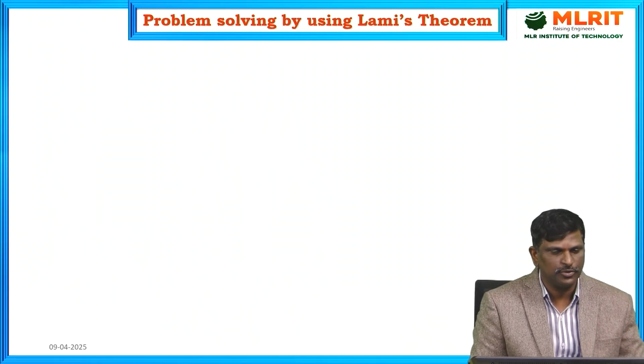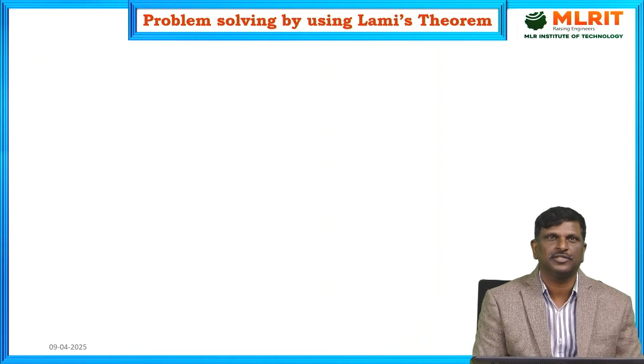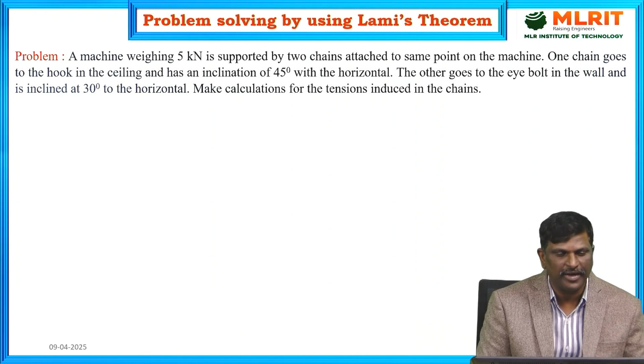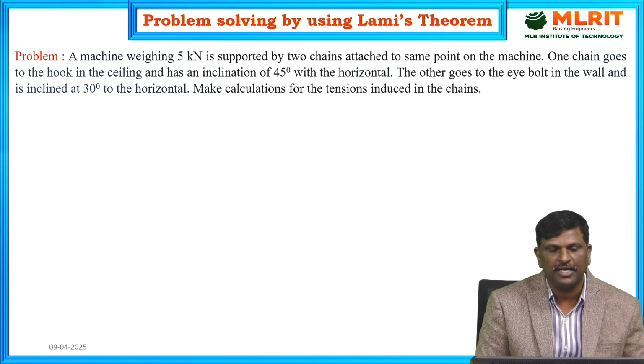Now, let us try to solve a problem by using Lami's theorem. The problem is: a machine weighing 5 kilonewtons is supported by two chains attached to the same point on the machine. One chain goes to the hook in the ceiling and has an inclination of 45 degrees with the horizontal. The other goes to the eye bolt in the wall and is inclined at 30 degrees to the horizontal.